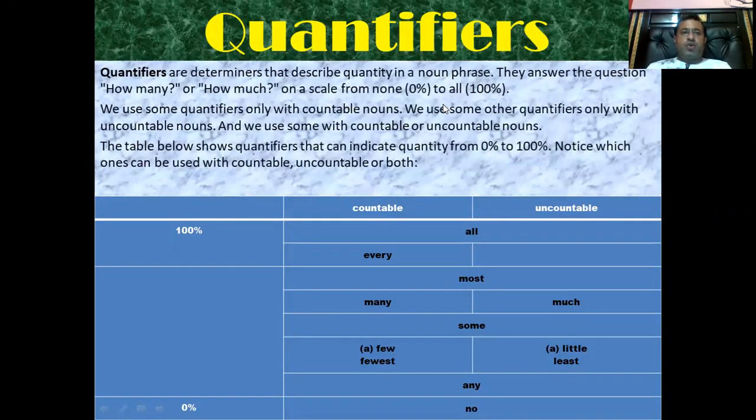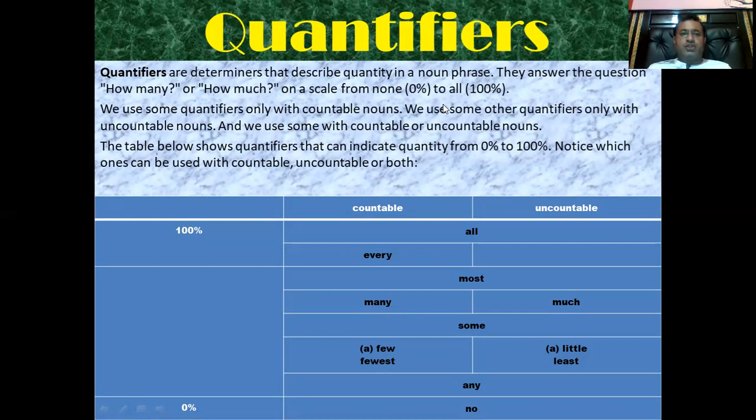Quantifiers are the determiners that describe quantity in a noun phrase. You can see that the word quantifier is derived from the word quantity. They answer the question how many or how much on a scale from none, that is 0%, to all, 100%. We use some quantifiers only with countable nouns and some only with uncountable nouns, while some can be used for both countable as well as uncountable nouns.